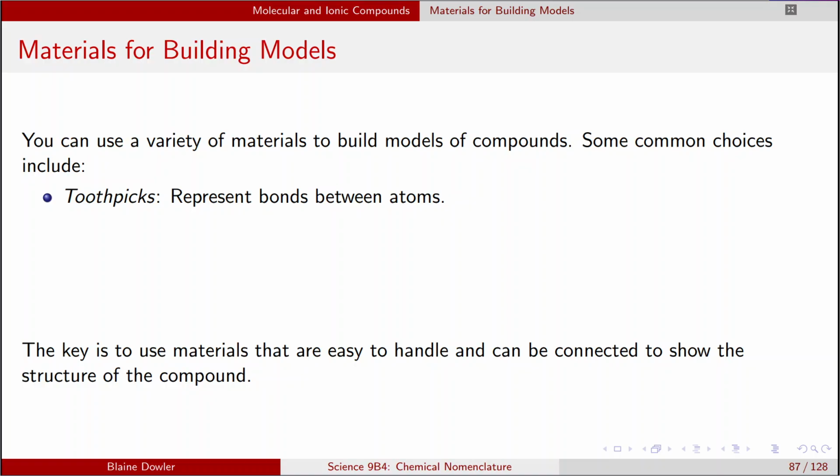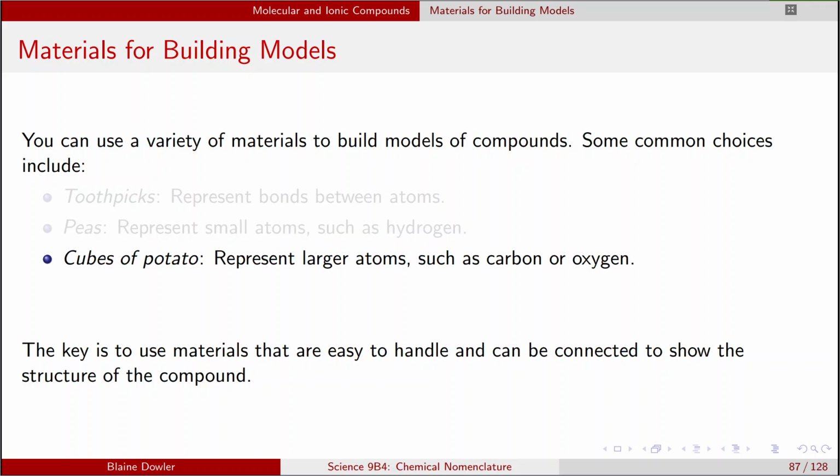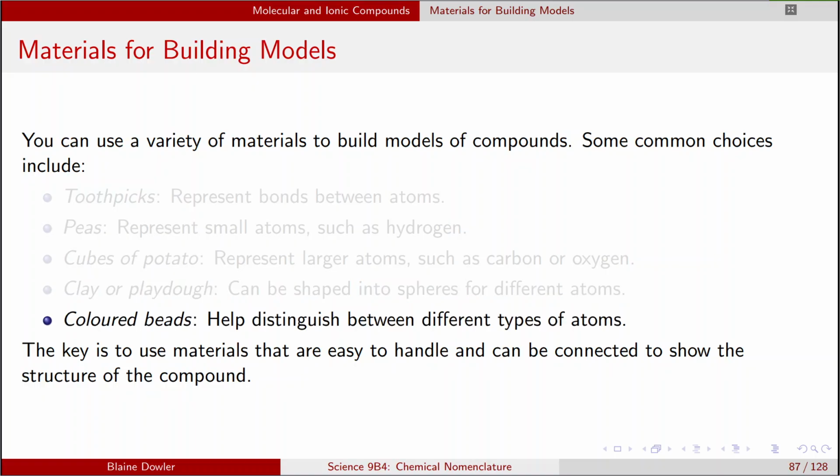Materials for building models. You can use a variety of materials to build models of compounds. Some common choices include toothpicks. They represent bonds between atoms. Peas. These can represent small atoms, such as hydrogen. Cubes of potato would represent larger atoms, like carbon or oxygen. Clay or Play-Doh can be shaped into spheres for different atoms. Colored beads can help distinguish between different types of atoms.